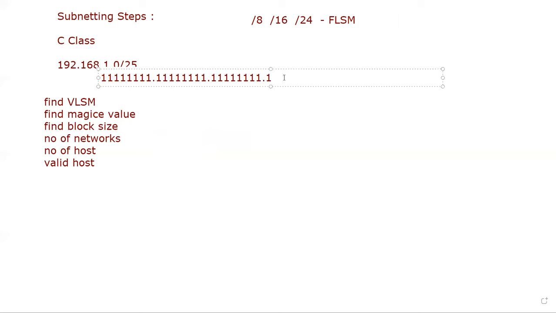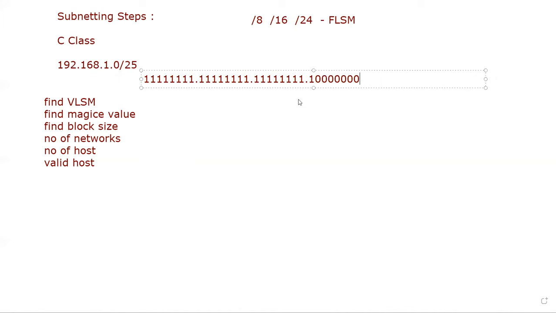24, 25, 26, 27, 28, 29, 30, 31, 32. This is my bit value. Now what will be the subnet mask? How to find it? We find it like this.